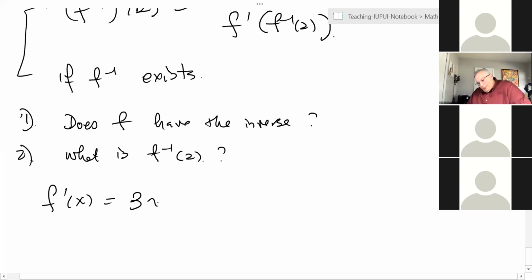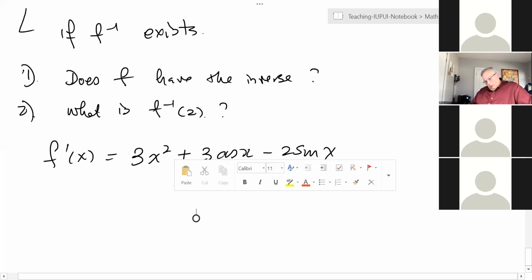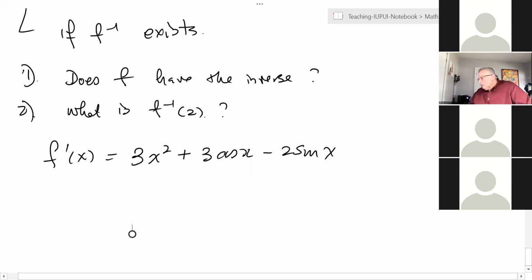I get 3x squared plus 3 cosine x minus 2 sine x. Okay, that's the derivative. Well, you still cannot tell whether this is always positive or negative, but for larger x, this can be positive. It's not easy to prove this, but it has the inverse. We assume it has the inverse. What is the possible value for the inverse of that? Inverse function evaluated at 2.